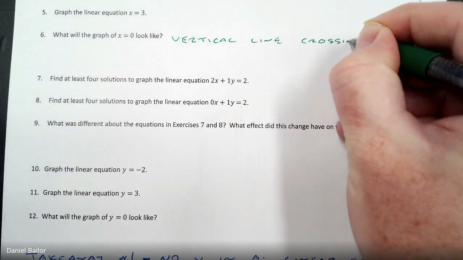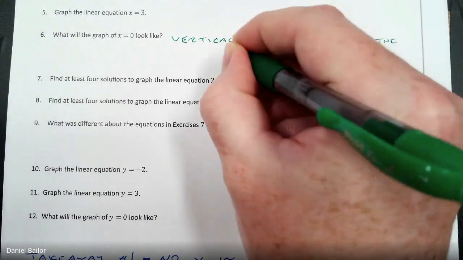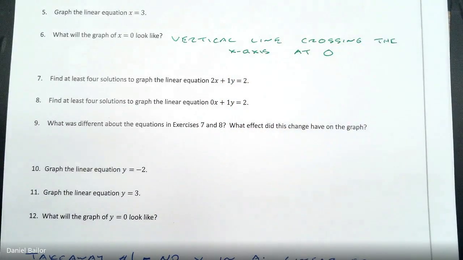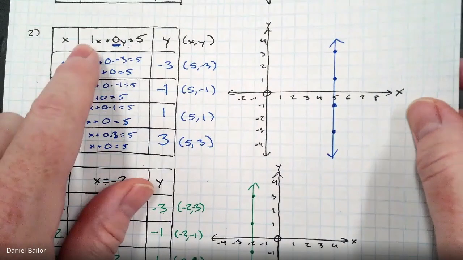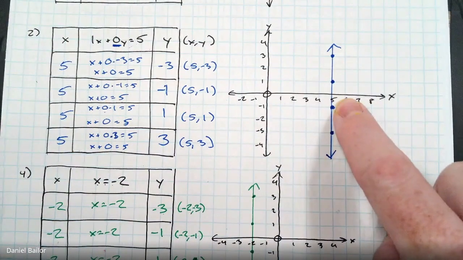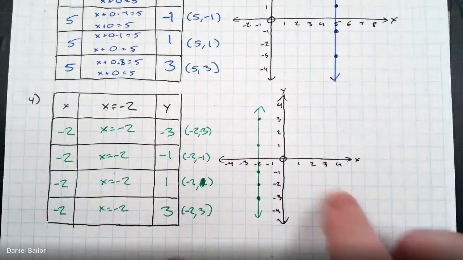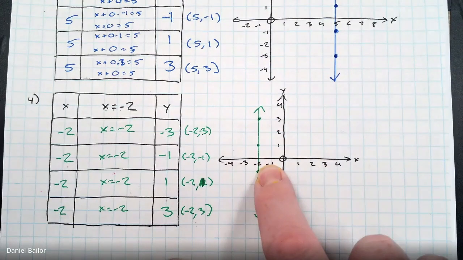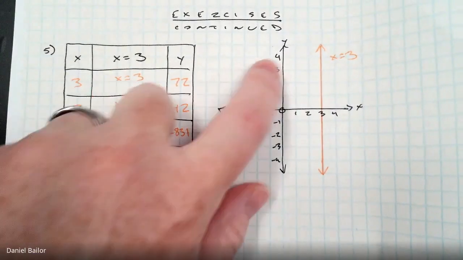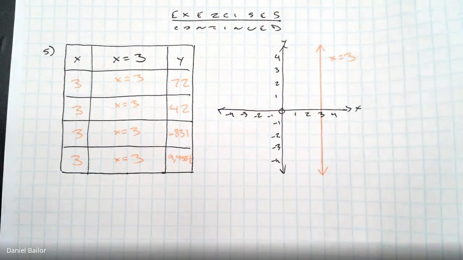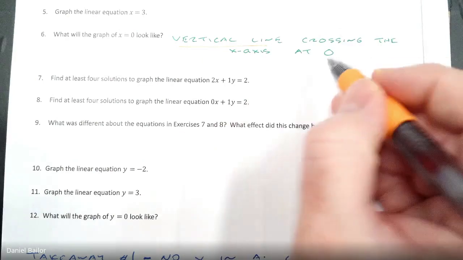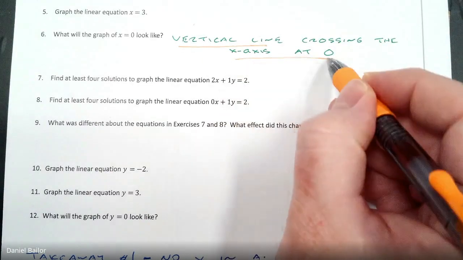crossing the x-axis at 0. Because if you remember this one, x equals 5 was a vertical line crossing at 5. This one, x equals -2, was a vertical line crossing at -2. Number 5, x equals 3, was a vertical line crossing at 3. So when x equals 0, it's going to be a vertical line crossing the x-axis at 0.